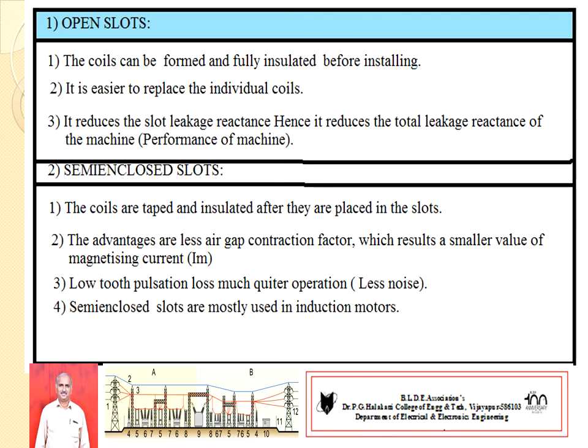We are having mainly two types of slots, open slots and semi-enclosed slots. What are the advantages in open slots? Already we know that the width of the slot must be the same at any instant or any height of the slot, that is W0 equal to WS. Such slots are called open slots. What is the advantage? It is very easy to replace the individual coils. When the coils are damaged, or may be burnt, the replacement is very easy.